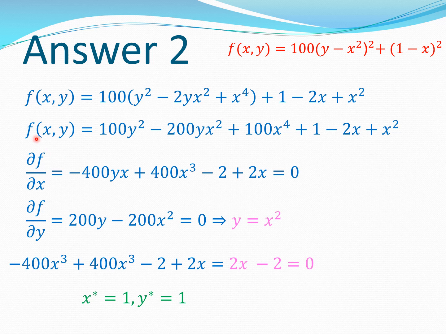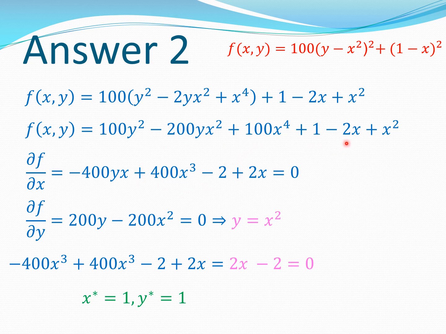Now what I have to do is take the partial derivative with respect to x and with respect to y and set it to 0. To take it with respect to x, I treat y as a constant in this expression. So y as a constant means this term will simply go to 0. This term is going to become minus 400yx.